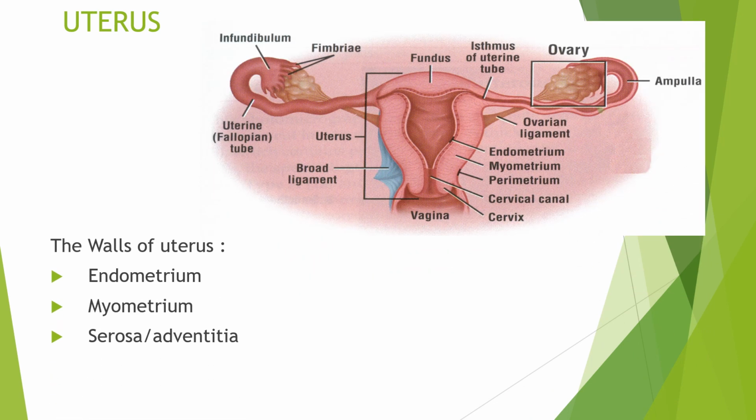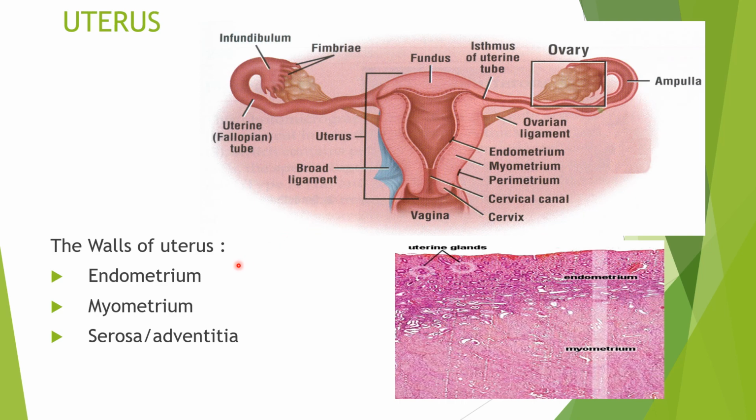So histologically, the wall of the uterus consists of three layers. These layers are the endometrium, myometrium, and serosa or adventitia, also called the perimetrium. In this diagram, you can appreciate this one is the endometrium, which is the inner lining of the uterine wall, and then is the myometrium, and outer to myometrium is the perimetrium. In the histological section, you can also appreciate this is the endometrium, and this area is the myometrium.